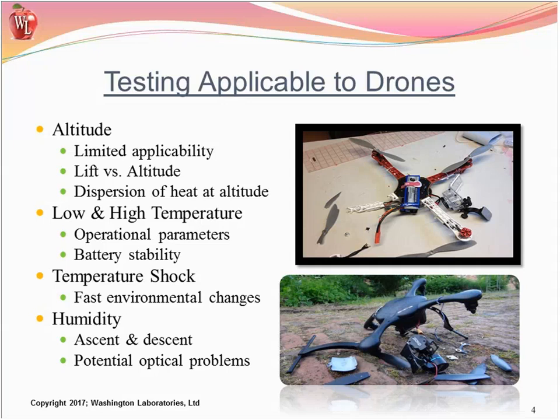Low and high temperature, it's pretty relevant. You run into some things like operational parameters for things like your stepper motors, your controllers, your PCBs, all your RF equipment, that sort of thing. Battery stability is a big one for all the equipment running on lithium batteries. There's some pretty stringent temperature requirements that those can run into. Temperature shock is another one that is semi-related to high and low. It's essentially going from low to high or high to low temperature quickly. Not so much an issue with the drones themselves.